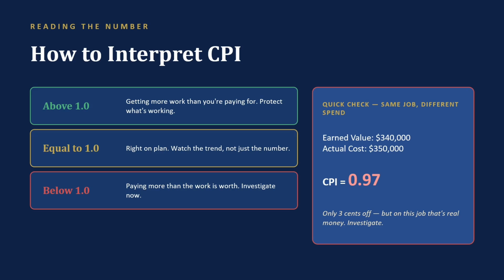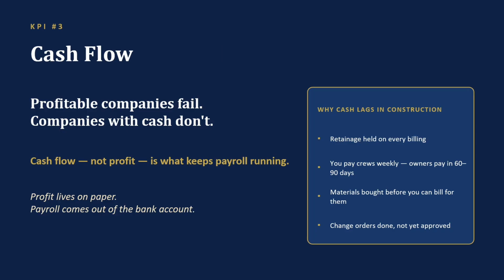A CPI below 1 doesn't mean panic. It means questions. Is labor running hot? Did material prices move? Is there an unapproved change order hiding in the costs? Find the cause while it's still $10,000, not at closeout when it's $50,000.